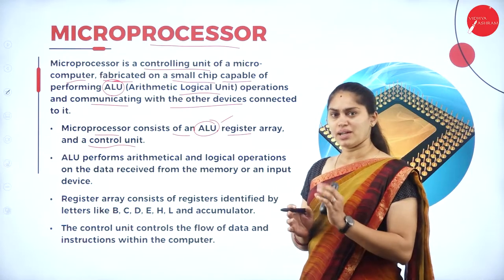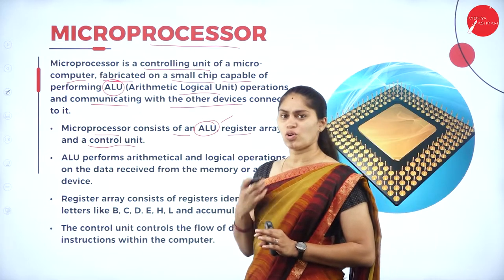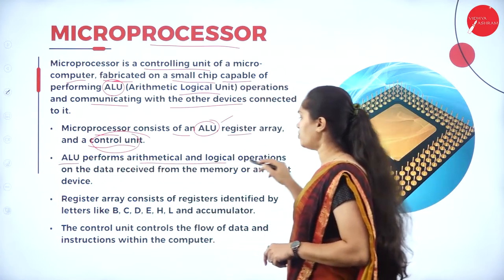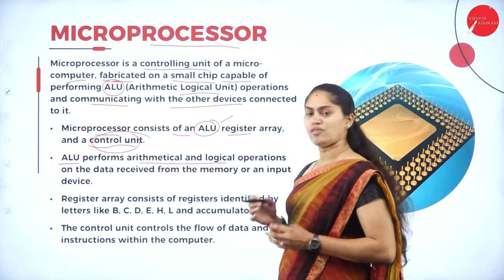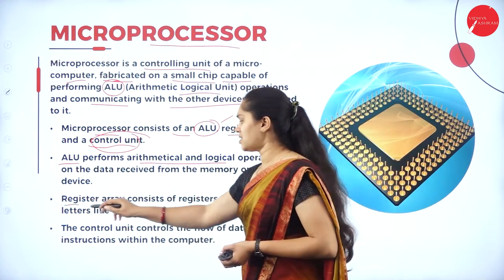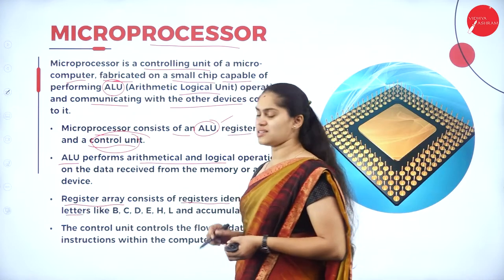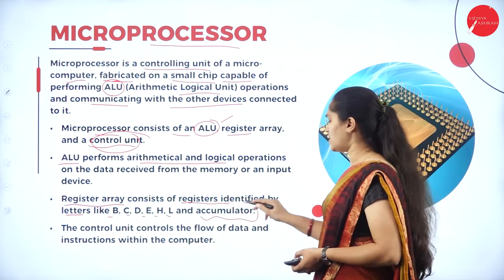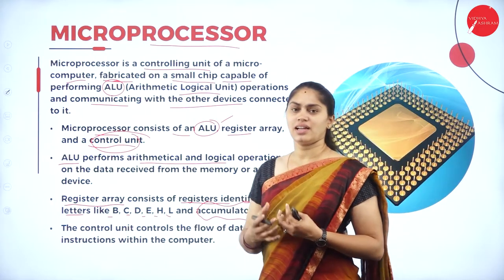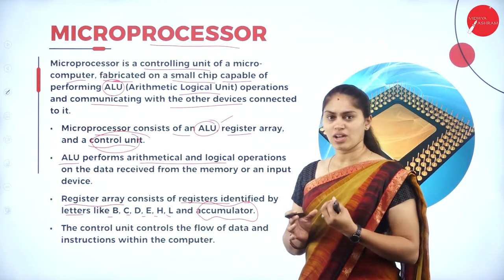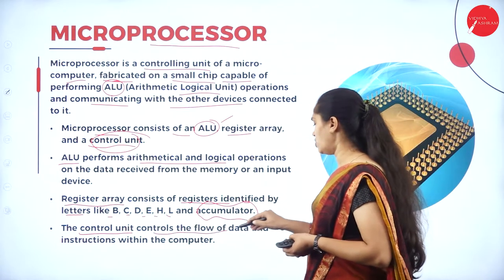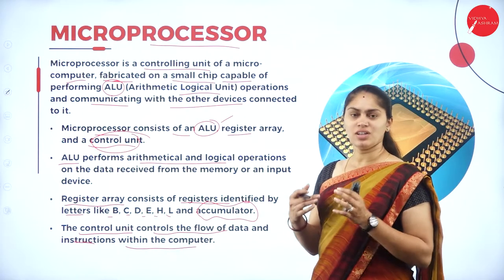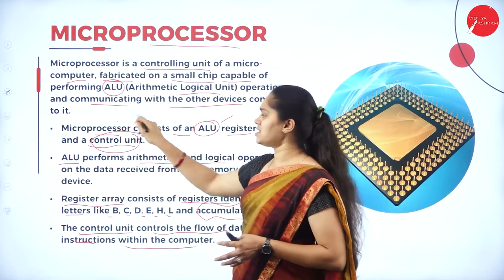It consists of an ALU, that means arithmetic and logical unit. The register array will store the memory address of each instruction, and the control unit, or CU. Already you know the ALU will perform arithmetic and logical operations by taking data from the memory. And this register array consists of registers which are identified by letters. So we have several registers in the microprocessor, named as what? B, C, D, E, H, and L, as well as an accumulator. All these register arrays will hold data and instructions for a certain time. And we have a control unit that controls the flow of data and instructions within the computer. The CU controls and coordinates all the data and instructions of a computer. So these three are the components of the microprocessor.